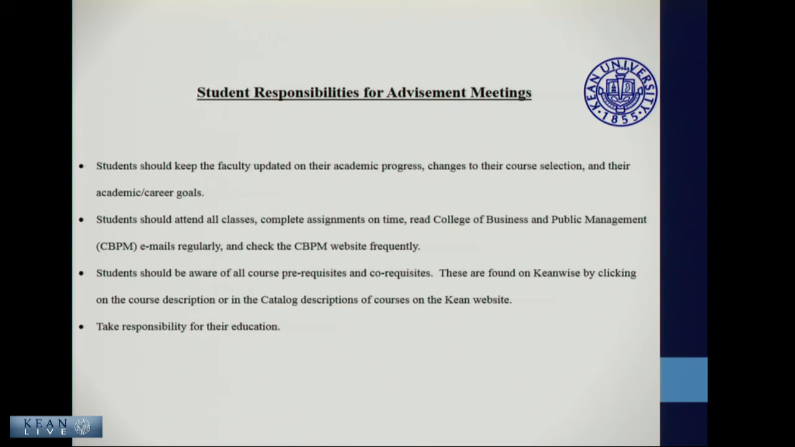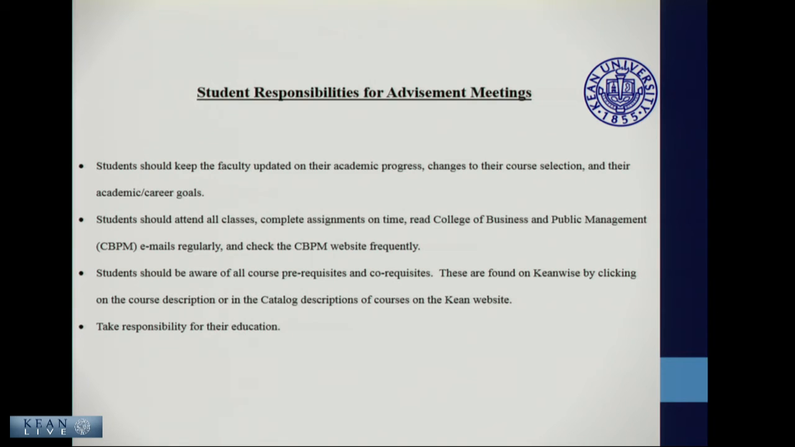Students should know prerequisites. Do you know the prerequisites on all your classes? One of the handouts I have for you, if you want it, is we've put together all of the prerequisites for the business major classes. So if someone comes in and they're going to take Dr. Ree's business statistics, all the prerequisites are there.